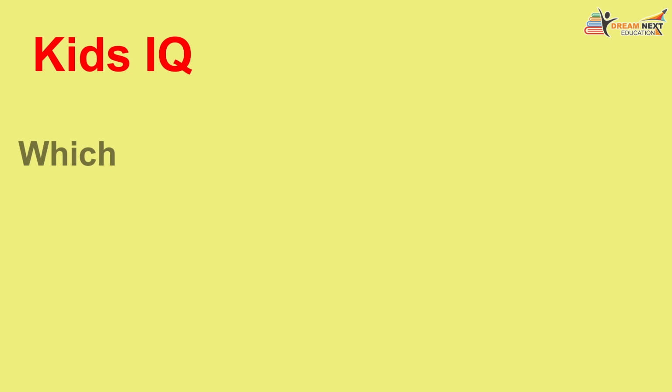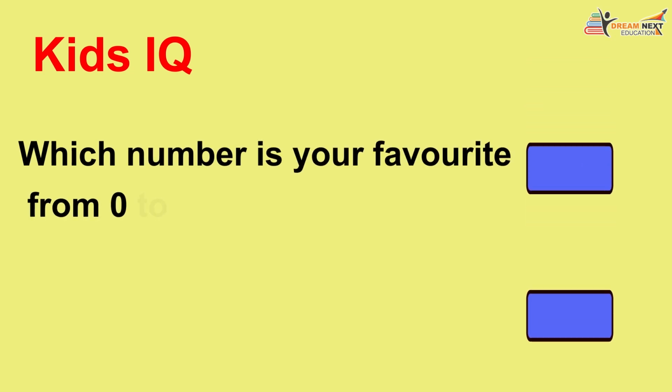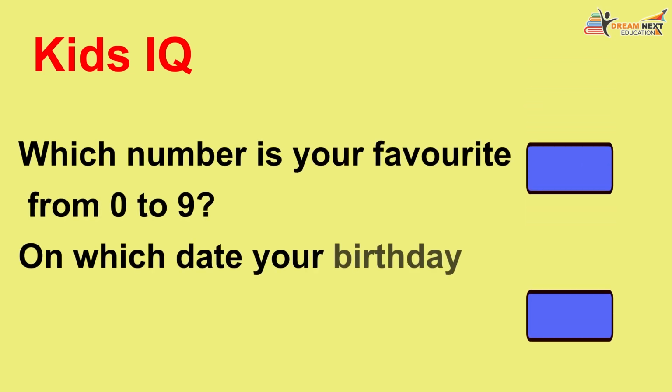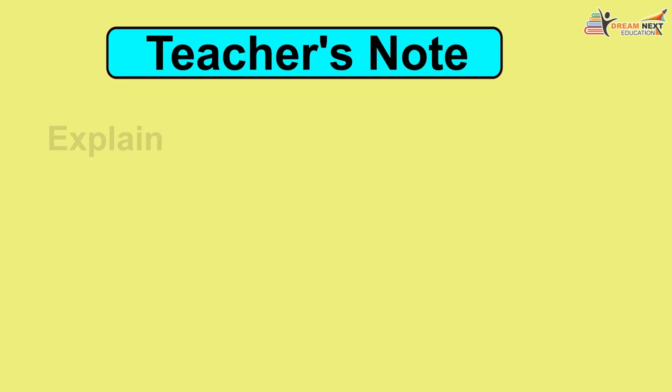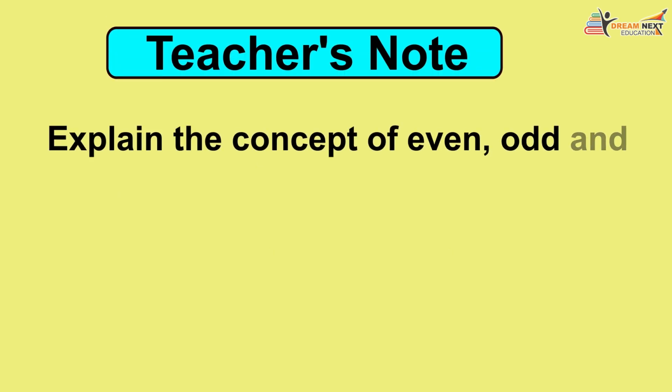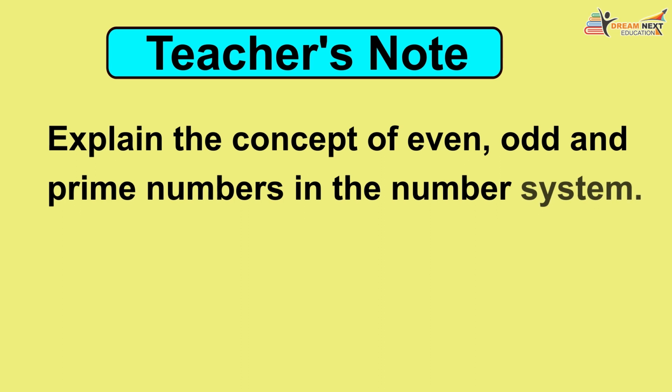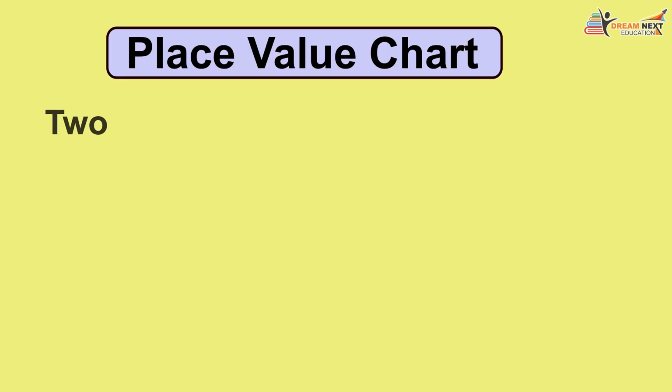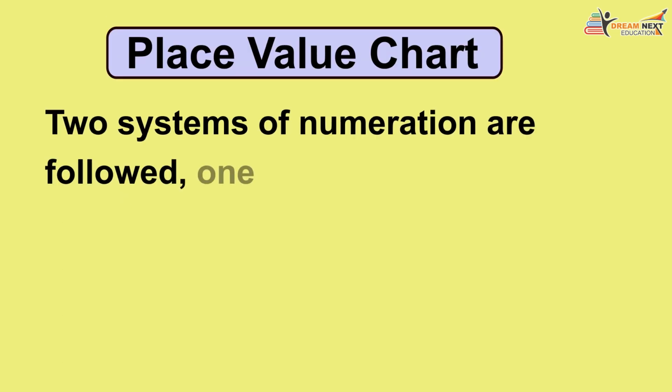Kids IQ. Which number is your favorite from 0 to 9? On which date your birthday falls? Teacher's note: explain the concept of even, odd and prime numbers in the number system. Place value chart. Two systems of numeration are followed.